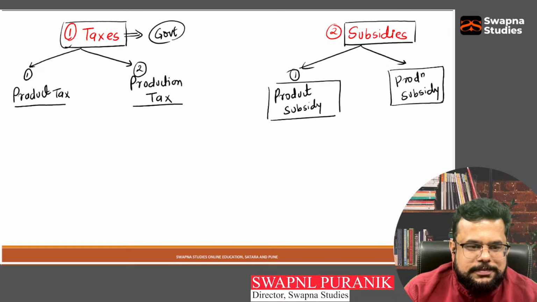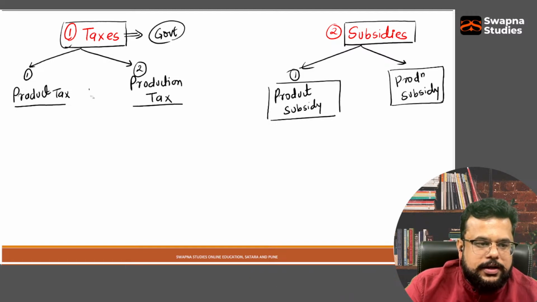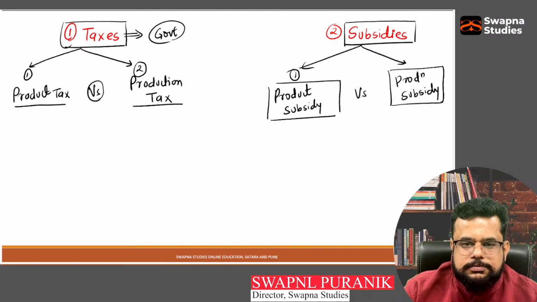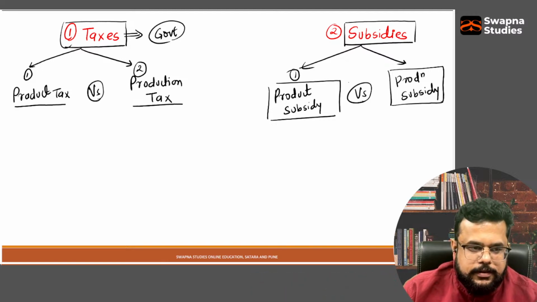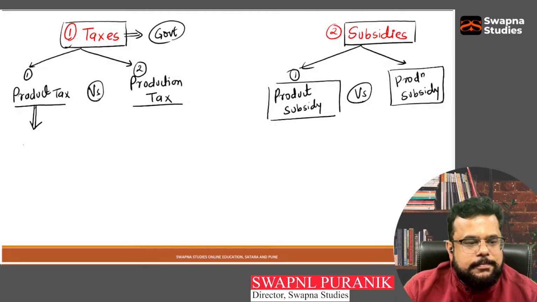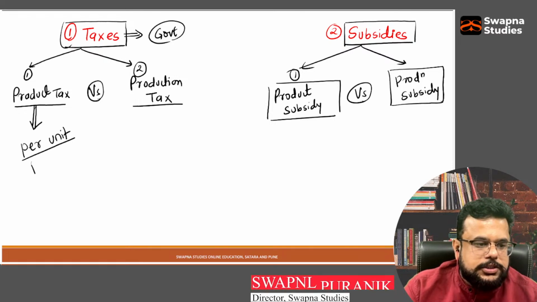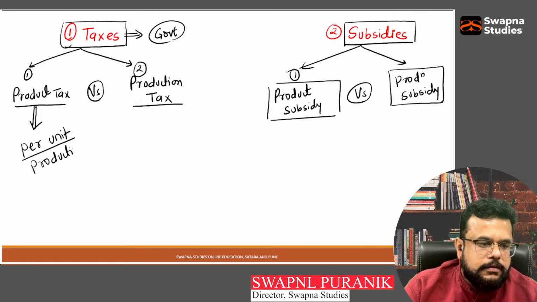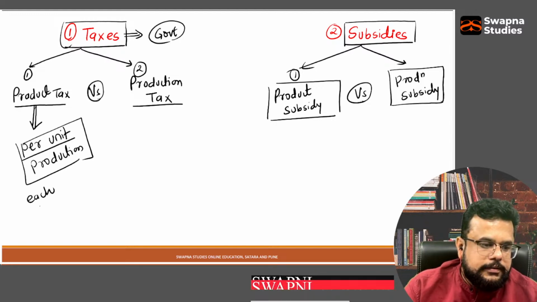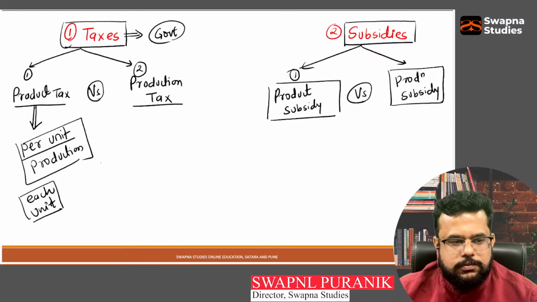Now, what is the difference between product tax and production tax? What is the difference between product subsidy and production subsidy? Now let's discuss. So whenever product tax is imposed per unit of production. Okay, product tax is imposed on each unit. Product tax is imposed on each and every unit.